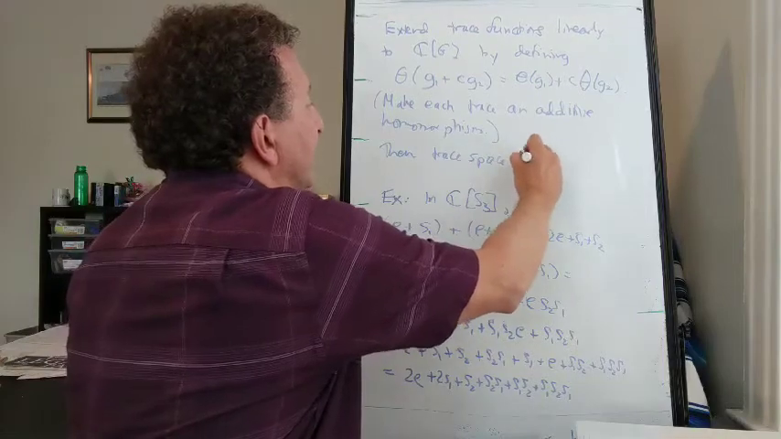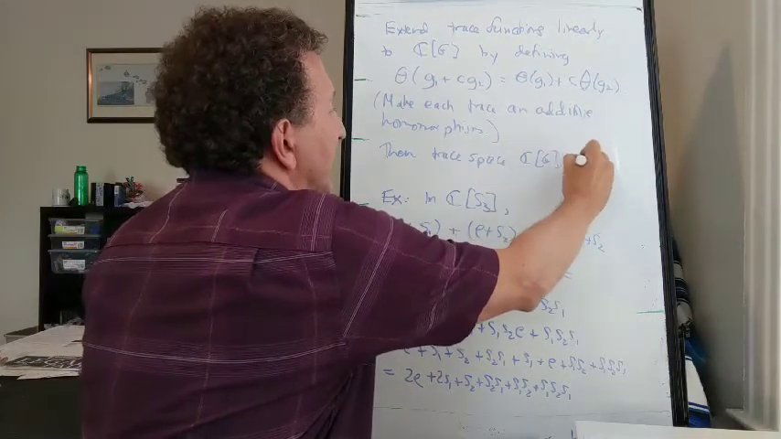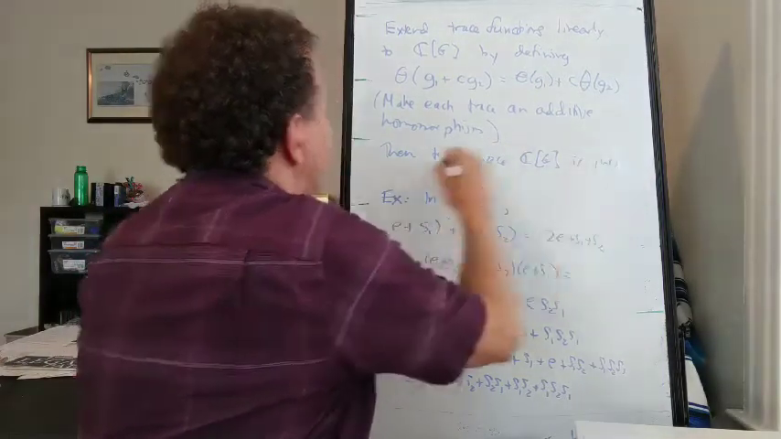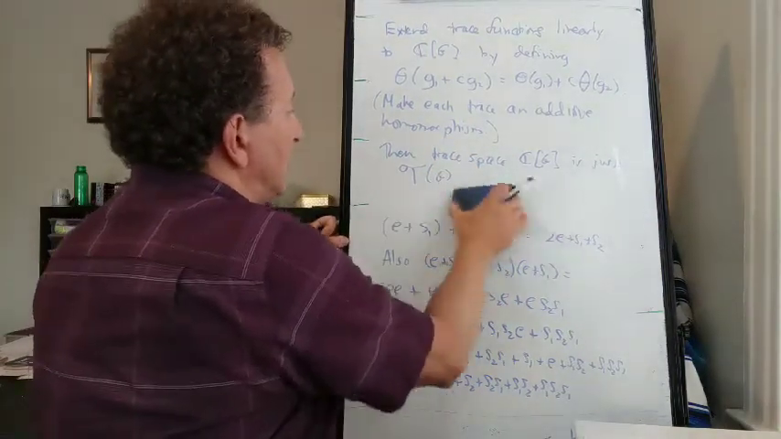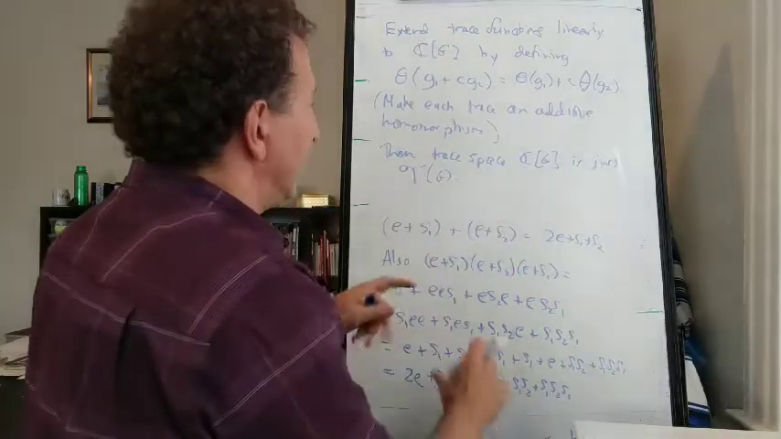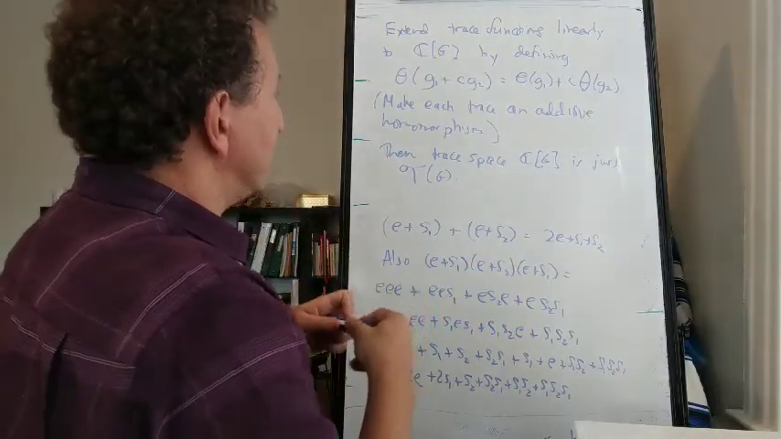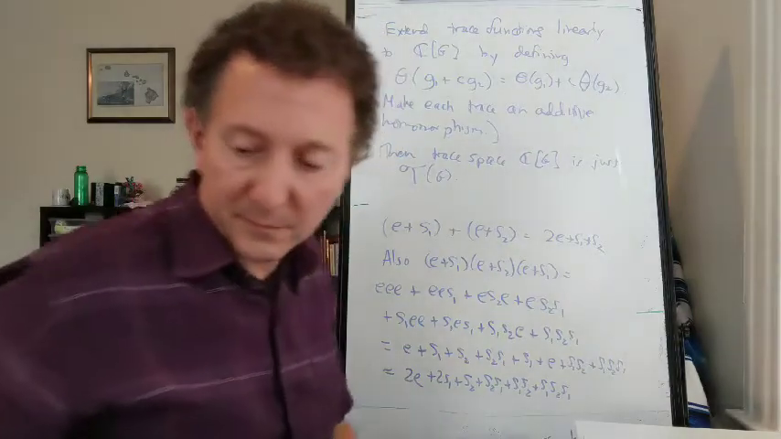And the trace space of the group algebra of G is just the trace space of G. So we don't get any new functions that way. The end.